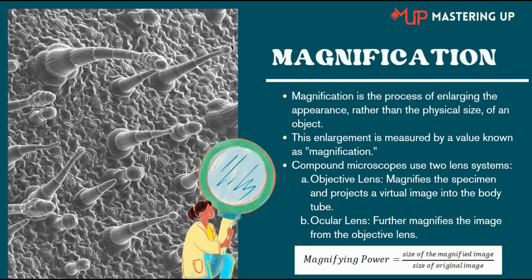A compound microscope uses a two lens system. As we have seen earlier, the objective lens and then the eyepiece lens or ocular lens. The objective lens magnifies the specimen and projects a virtual image into the body tube. The ocular or eyepiece lens further magnifies the image from the objective lens. The magnifying power is calculated using the formula: size of the magnified image divided by size of the original image.